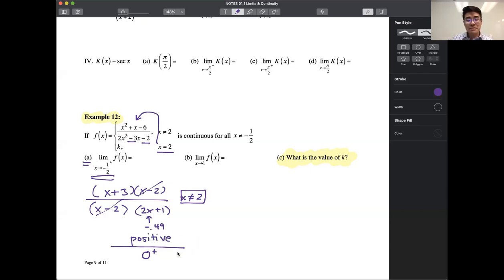When I get a positive number over a really, really, really small positive number, essentially my limit is going to approach infinity. So that's kind of the thought process I have when I'm trying to evaluate an infinite limit. Any questions on that one?